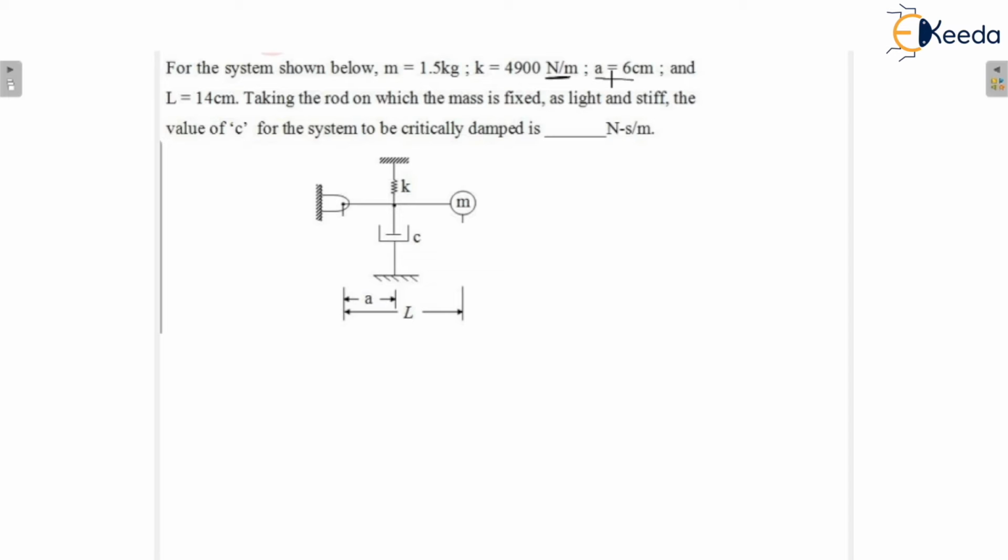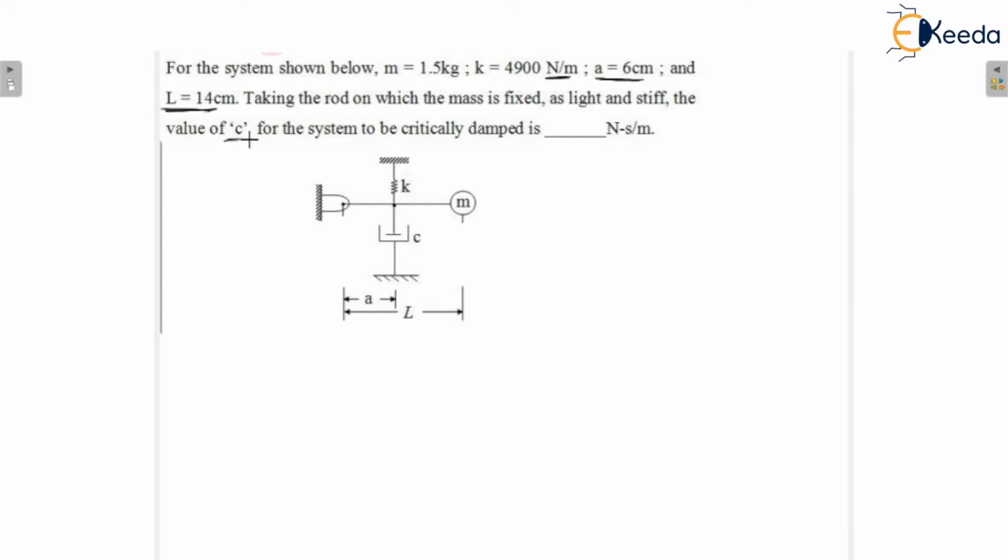Now here A is 6 centimeter, and L is 14 centimeter. Taking the rod only, the mass is fixed here, and the rod is light and stiff. There is no mass of this rod given in the question. This is a rod which is massless.